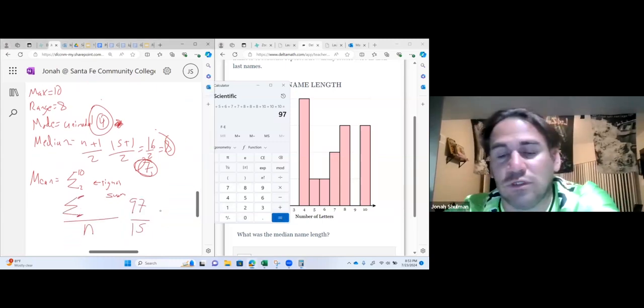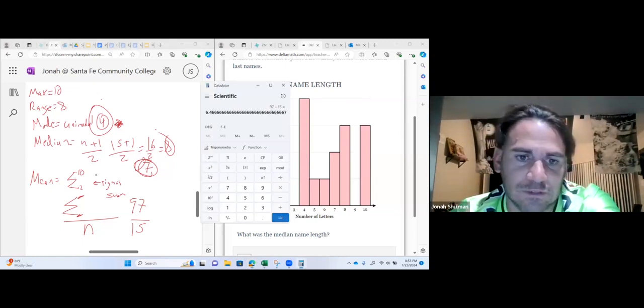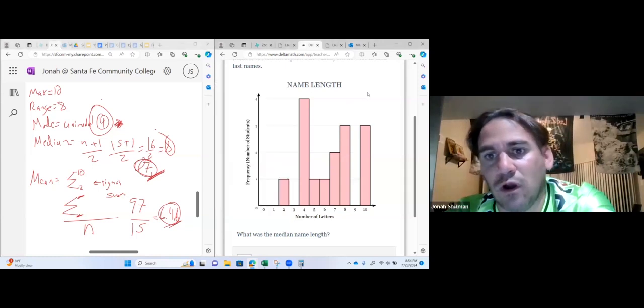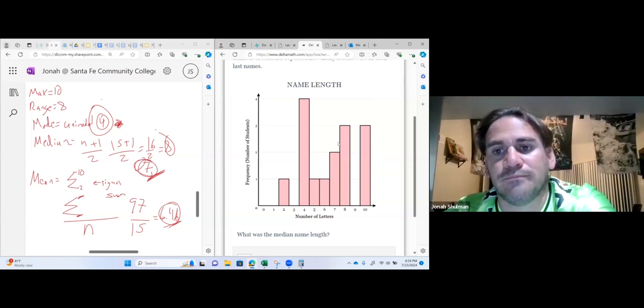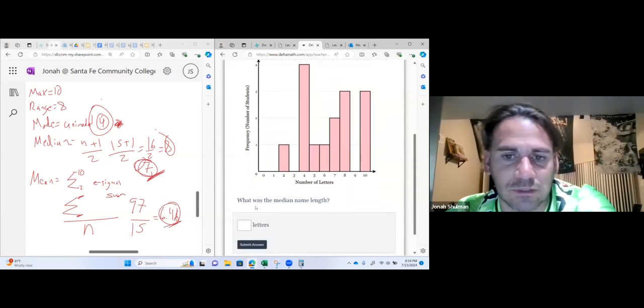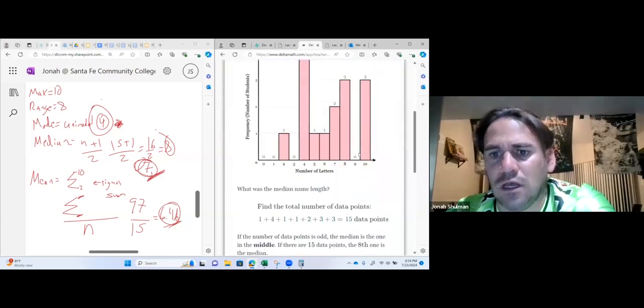So what is our mean? What is our average? It is 6.46. Now, because our median is bigger than our mean, it means that we are which way skewed? We are skewed to the right, which is negatively skewed. Don't worry about the skew. We'll talk about it later. But they just want the median. The median length name is 7. 7 letters. Ta-da!